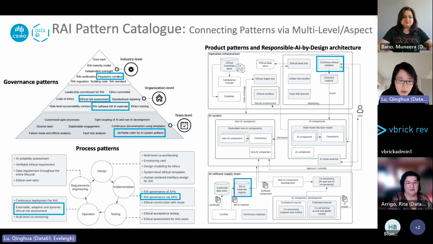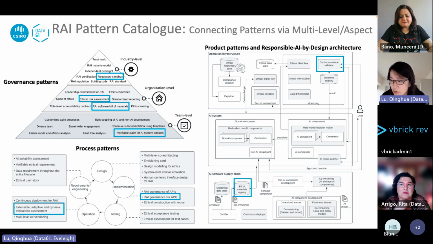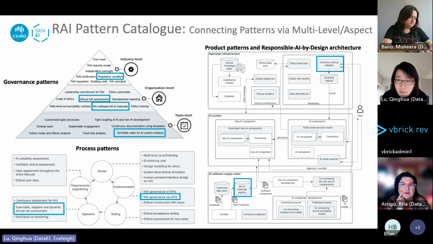And in the process patterns, we could have a responsible AI governance by API. So we provide this technology through APIs to manage who can use this technology. And in the architecture design, we can have a component called bill of material registry. So we can use this registry to maintain all the information about the third-party AI components.